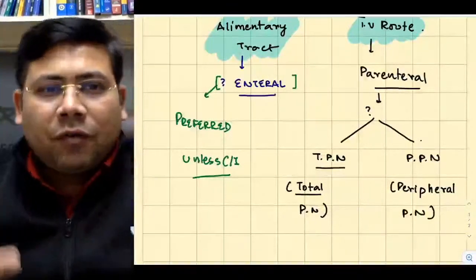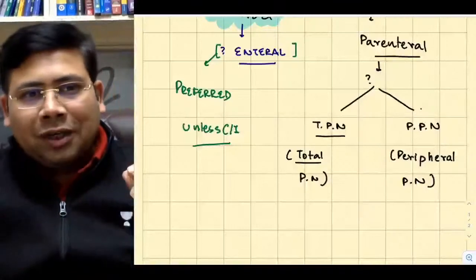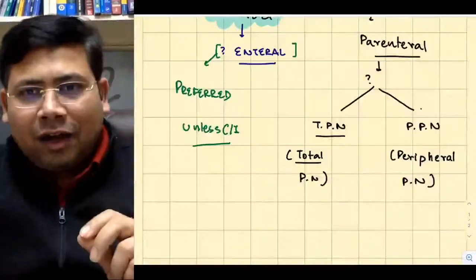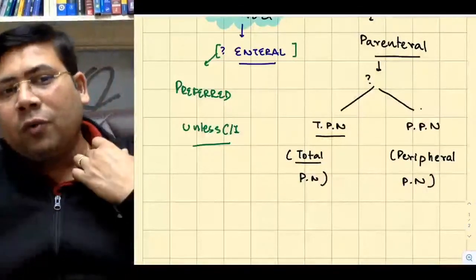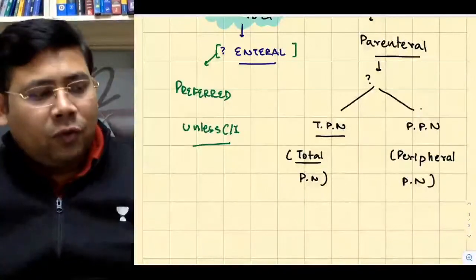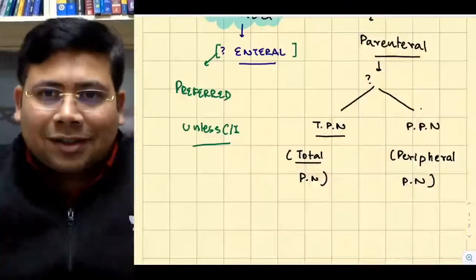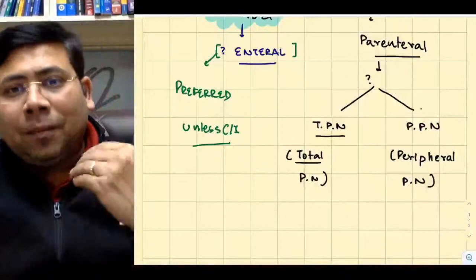What is the difference between total and peripheral parenteral nutrition? Total is also given via the IV route, and peripheral is also given via the IV route. The only difference is what vein you choose. If you use a central vein like the jugular or subclavian, that is what is considered your total parenteral nutrition.